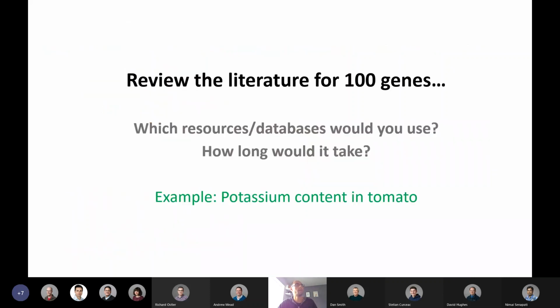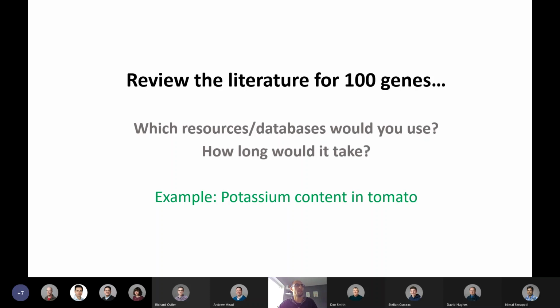So how would you go about reviewing the literature for 100 genes? Which resources and databases would you use? How long would it take you? We estimate that for hundreds of genes, if you're not an expert in the domain and the range of databases that are out there, it can easily take a PhD student a month or more to review 100 or more genes.